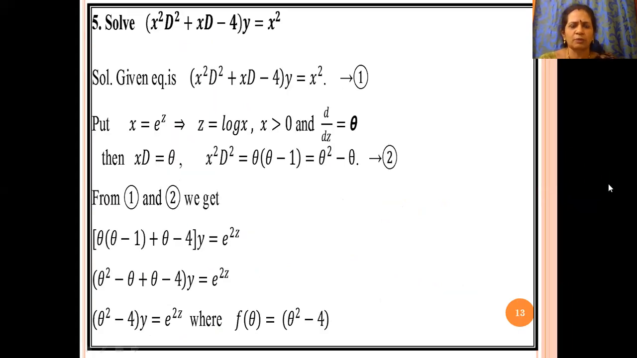Coming to the last problem for this session: solve x square D square plus xD minus 4, into y is equal to x square. Directly it is given in the form of the differential operator formula, so no need to convert again.